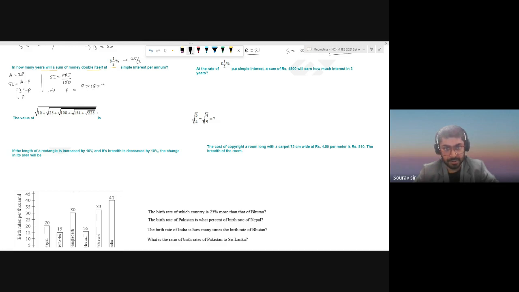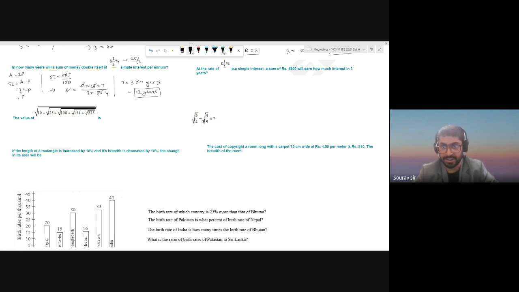So time is not known. 3 into 100. Okay. The P cancels out, and this makes it 4. So 4 will go to the other side. So we'll have T equal to 3 into 4 years. This is 12 years. So in 12 years, at 8 and 1/3%, your amount will be double.